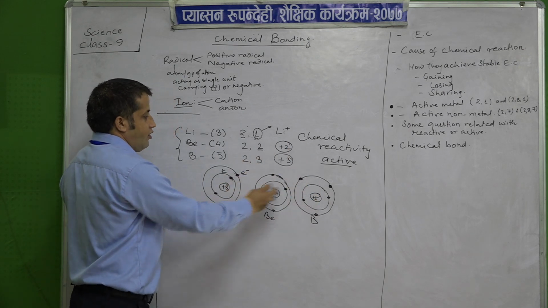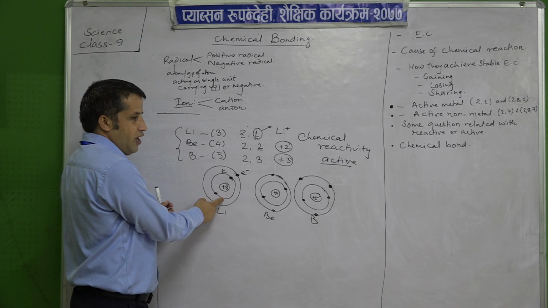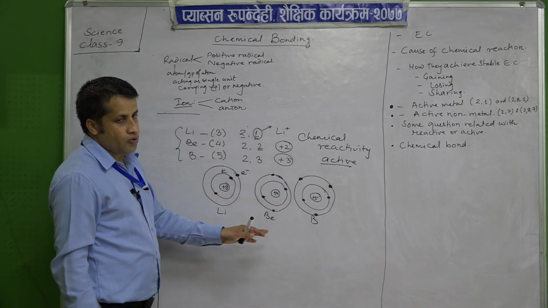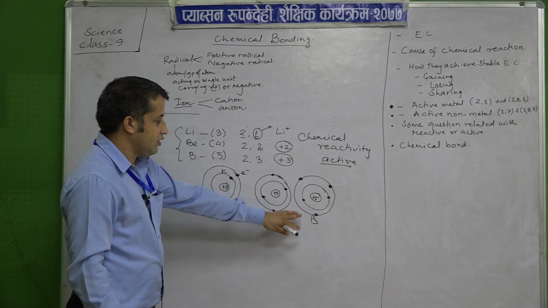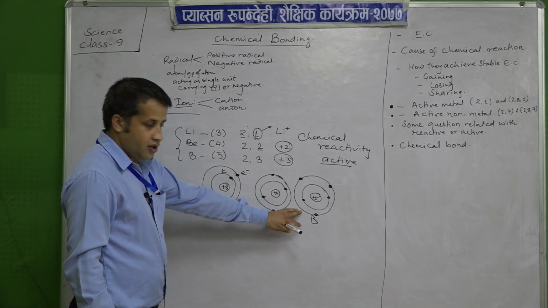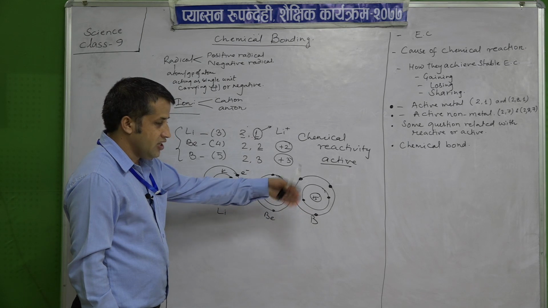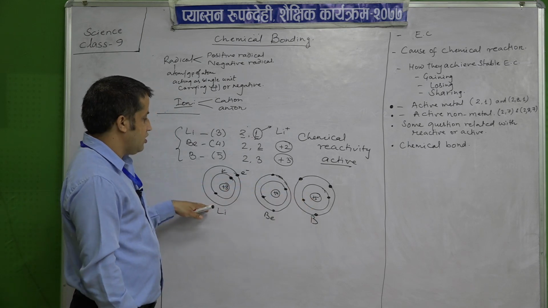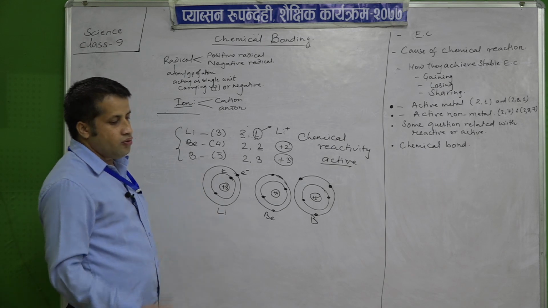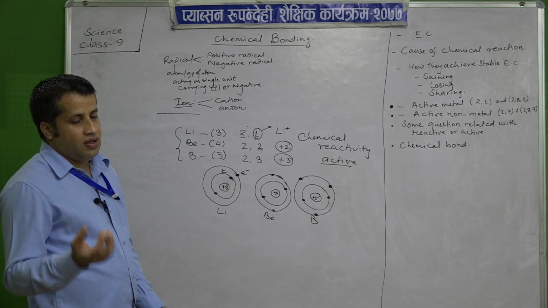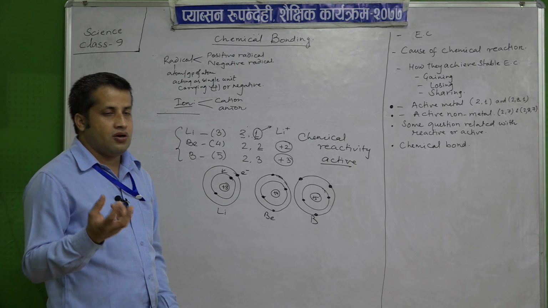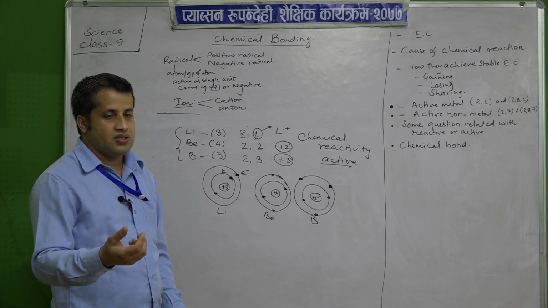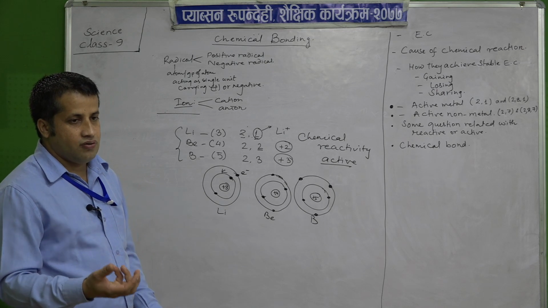So, the tendency to lose electrons is easier for lithium as compared to boron. In this case lithium is active, it can lose electrons easily, that is why it is an active metal. So, we have to understand that while doing chemical reactivity, we will come across active reactivity, which one is reactive and which one is passive in giving electrons easily.